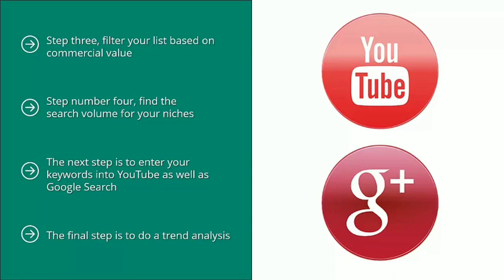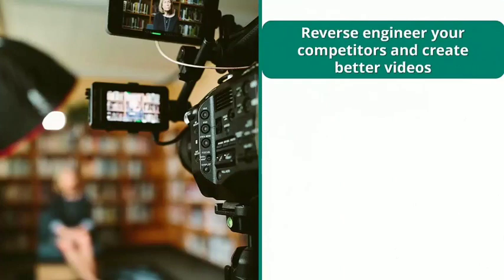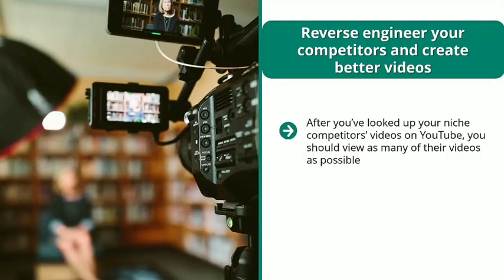Once you have filtered down your list, go to YouTube and enter the keywords related to those remaining niches. Reverse engineer your competitors and create better videos. After you've looked up your niche competitors' videos on YouTube, you should view as many of their videos as possible. What do they have in common? What do they talk about? How do they present the information? These commonalities give you a head start.